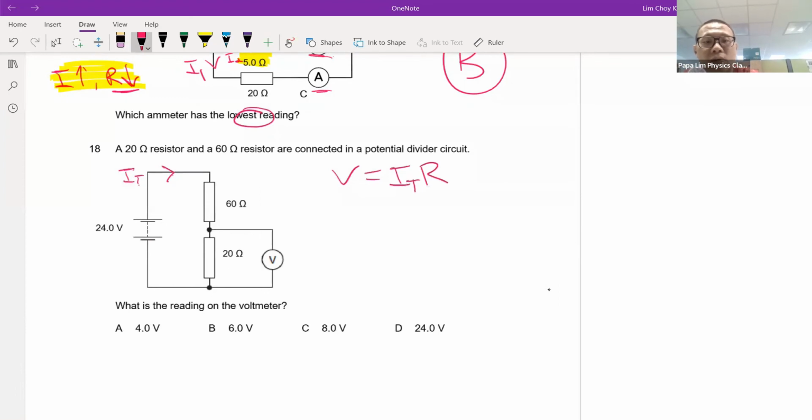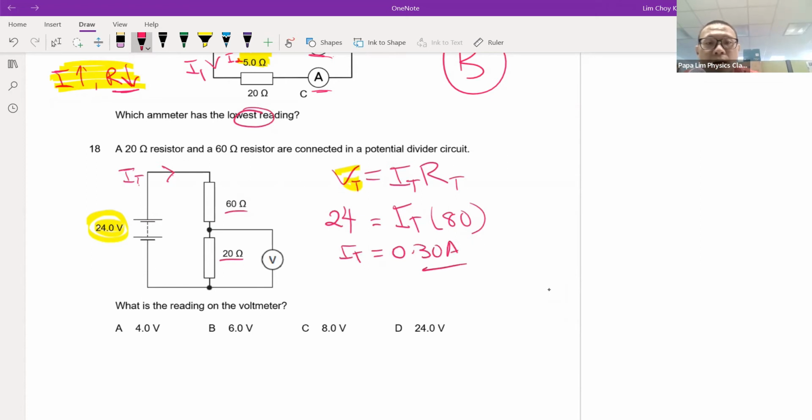So if I want to find the total current flow in the circuit, I will want to know the total voltage, the potential difference across the circuit, and the total resistance in the whole circuit. The total potential difference in the whole circuit is what we call the EMF of the circuit, which is 24 volts. The total resistance is 60 plus 20, which is 80 ohms, what we call resistors in series. So if you use a calculator, you'll find that the current in the circuit would be a nice number, 0.3 amp.